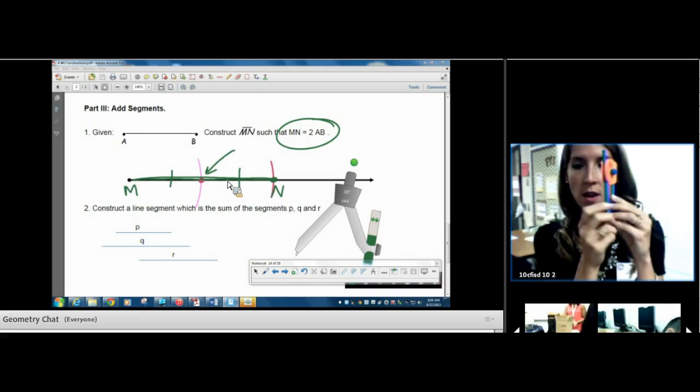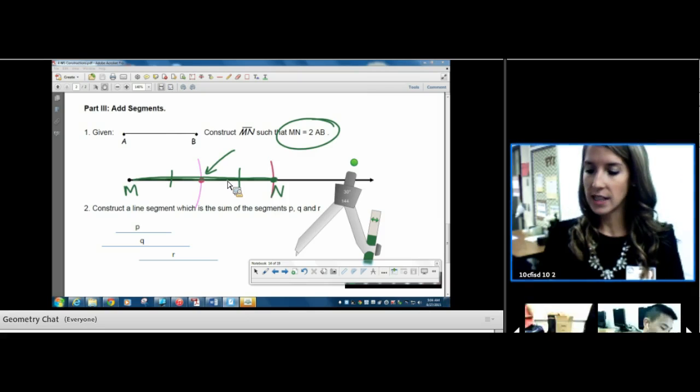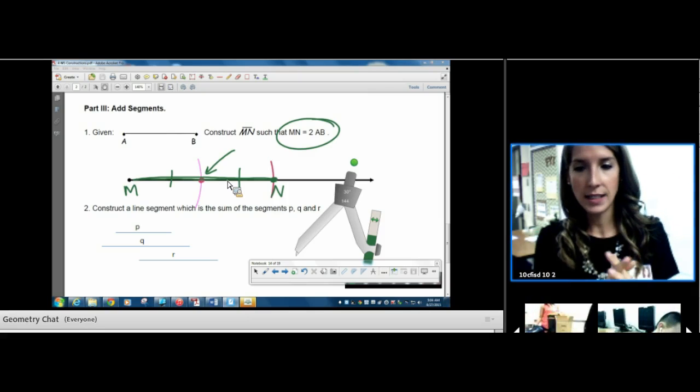All right, so the two problems that are left, you should practice on your own with your compass, and we can go over questions if you have them tomorrow. Your homework tonight is called Lines, Planes, and Their Relationships.